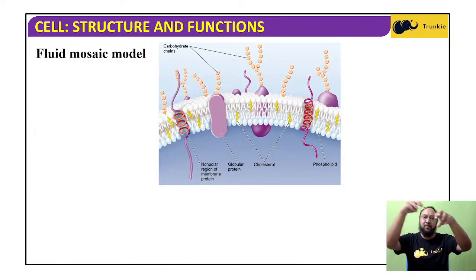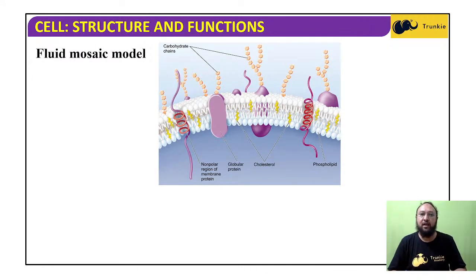There are embedded proteins and they are moving. You can see carbohydrate chains on the surface of the protein. You can see the non-polar region, and the globular protein passing through the plasma membrane. The cholesterol is there, made of the hydrophobic part, the tail, and you can see the phospholipid head. So these are the different chemical constituents.